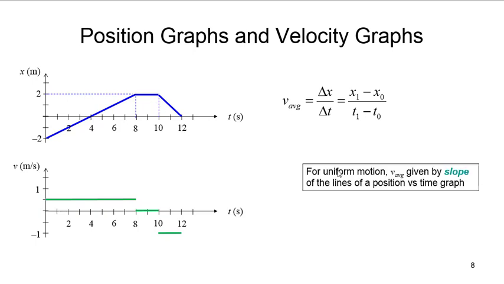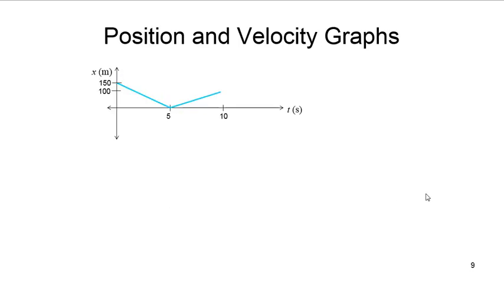And again, for uniform motion, our velocity is given by the slope of the lines from the position versus time graph. So here's an example. Why don't you try to draw me the velocity graph based on this position versus time graph. So press pause, and then when you're ready to see the answer, press play.